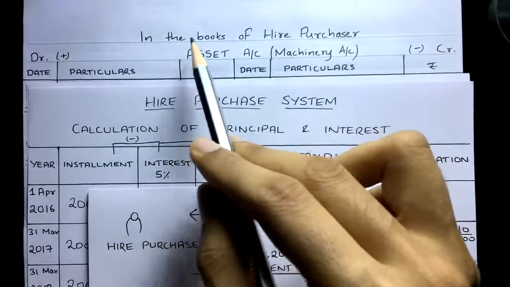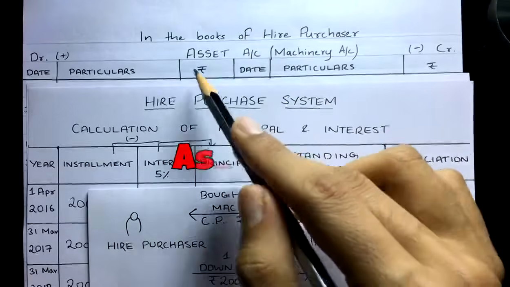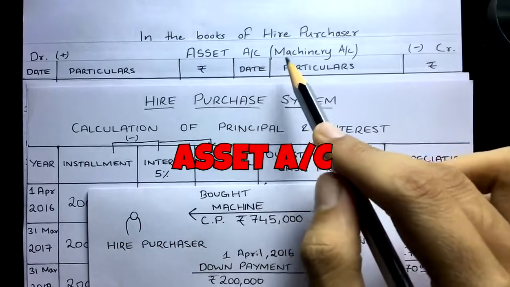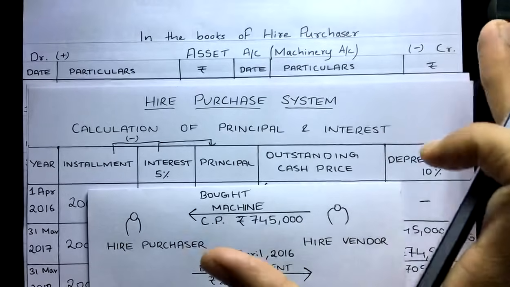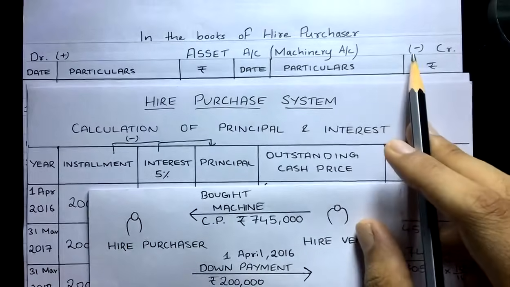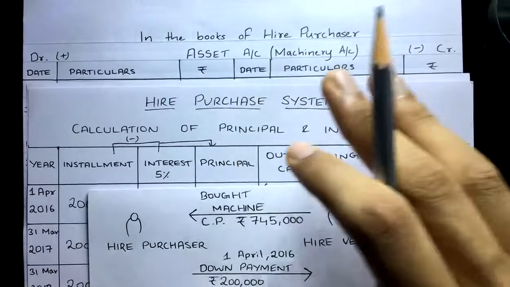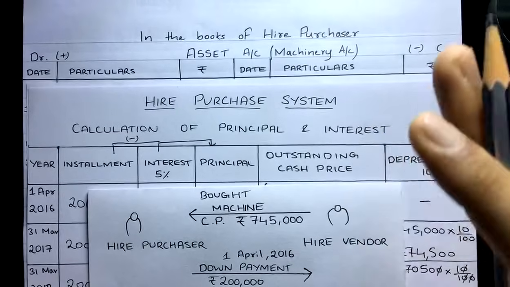Ledger accounts in the books of the hire purchaser. And the first account that we need to prepare is the asset account, or you can also call it the machinery account. And the rule to prepare this account is very simple. Whenever an asset increases, we have to debit, and whenever an asset decreases, we have to credit, right? Under the hire purchase system, we purchase the asset part by part by making the installments. So keep that in mind, all right?